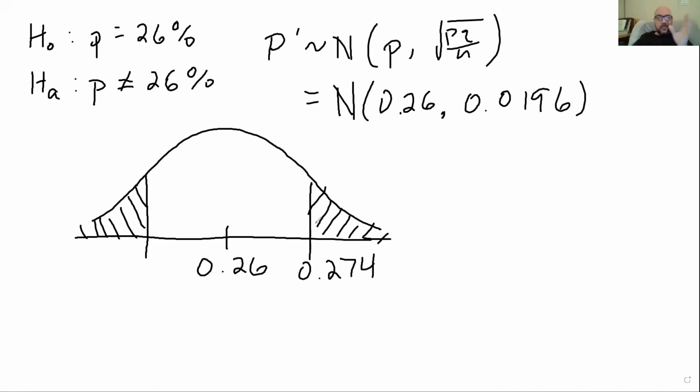Now, I don't really have to find them separately because they're the same, right? This area here and this area here are the same area, or have the same value, because normal distributions are symmetric, and t distributions are as well. So if this was a t distribution, you would do the same thing. So what I'm really going to do is find this area and multiply it by 2, because there's 2 of them. So let's do that. I'm going to do normal CDF of 0.274 up to infinity with a mean of 0.26 and a standard deviation of 0.0196.